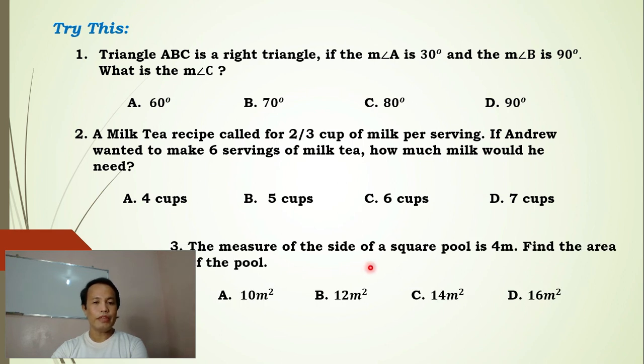The measure of the side of a square pool is 4 meters. Find the area of the pool. A. 10 meters squared, B. 12 meters squared, C. 14 meters squared, and D. 16 meters squared. So that's all.